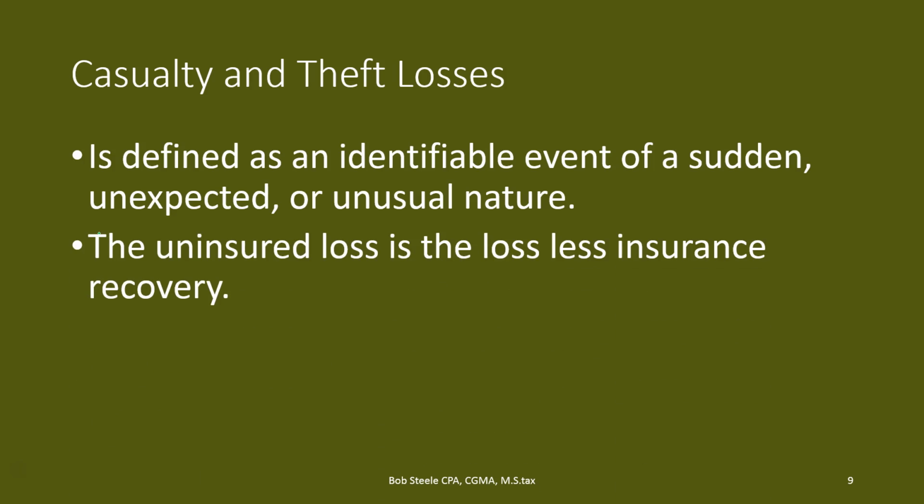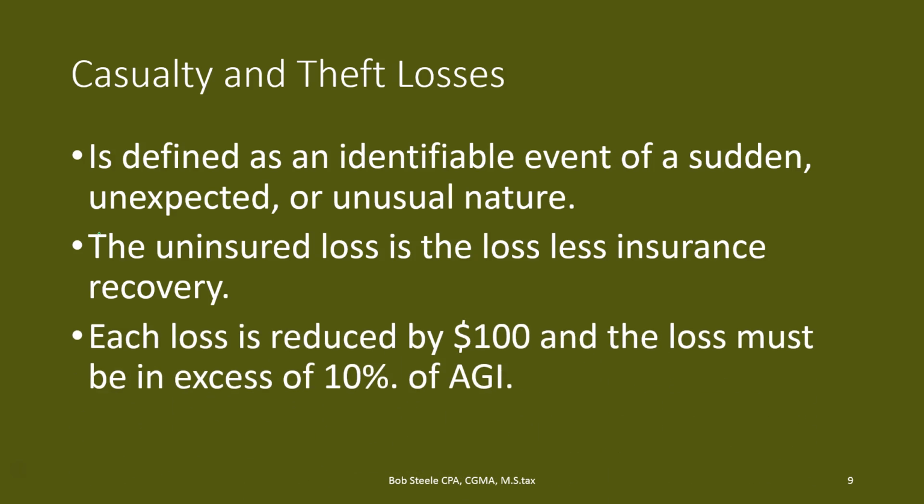So the uninsured loss is the loss less insurance recovery. So if we lost an expensive video recorder or something like that, and it was insured, and the recorder cost $5,000, and the insurance gave us $1,000, then only the uninsured portion, the $4,000, would be the part that can be deducted. If it was recovered in insurance, then of course we can't deduct it. We got reimbursed for it, so we can't get reimbursed and take a deduction for it. Each loss is reduced by $100, and the loss must be in excess of 10% of AGI.